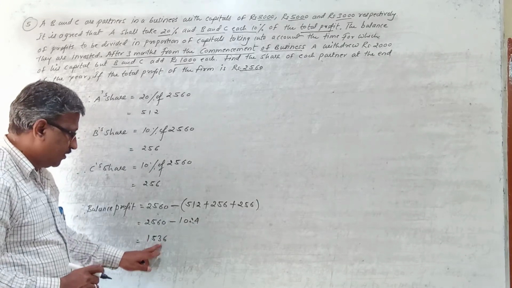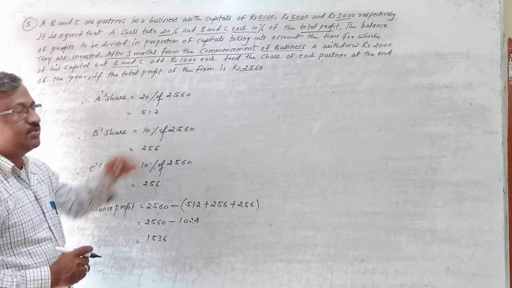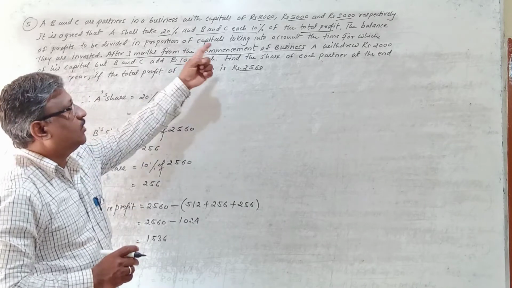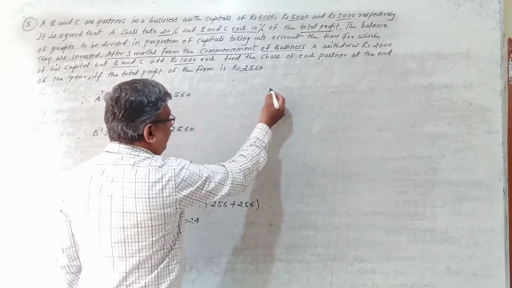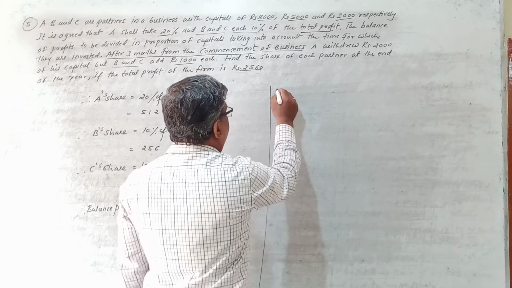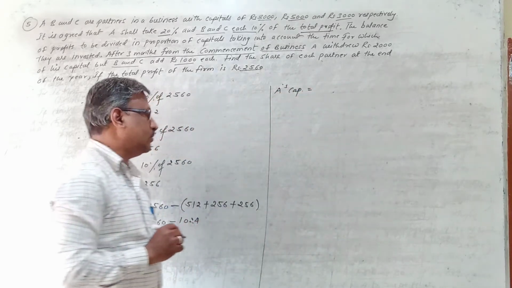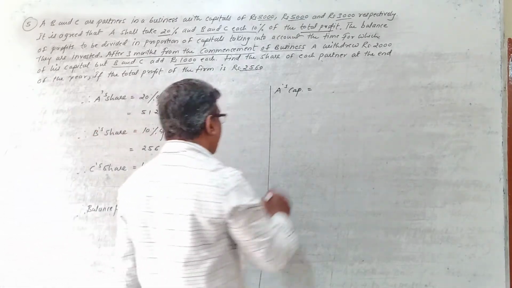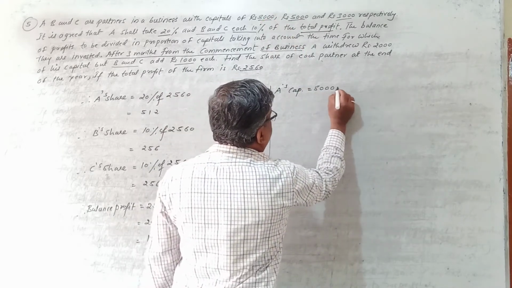Now the profit that has remained is 1,536 rupees. This 1,536 rupees profit we have to distribute among these three partners in which ratio? In the capital ratio. As I told, we cannot take the original capital, so here we have to find out the capitals. Let's calculate the capitals first. First you calculate A's capital. So as I explained, we have to calculate the capital like that. What is A's capital here? 8,000.